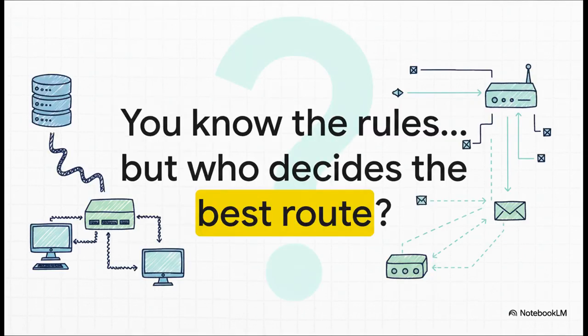So there you have it. We've followed the entire journey, from an application all the way down to the physical wire. We know the rules of the data highway, we get the difference between hubs, switches, and routers, and we've seen how data gets so carefully packaged for its trip. But it leaves us with one last question, right? When a router has multiple possible paths to send your packet, how does it decide which route is the absolute best? Well, that is a story for another time.